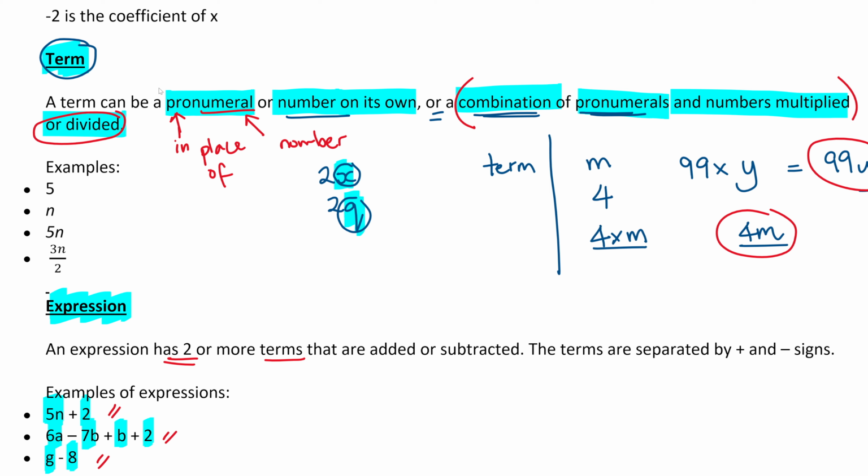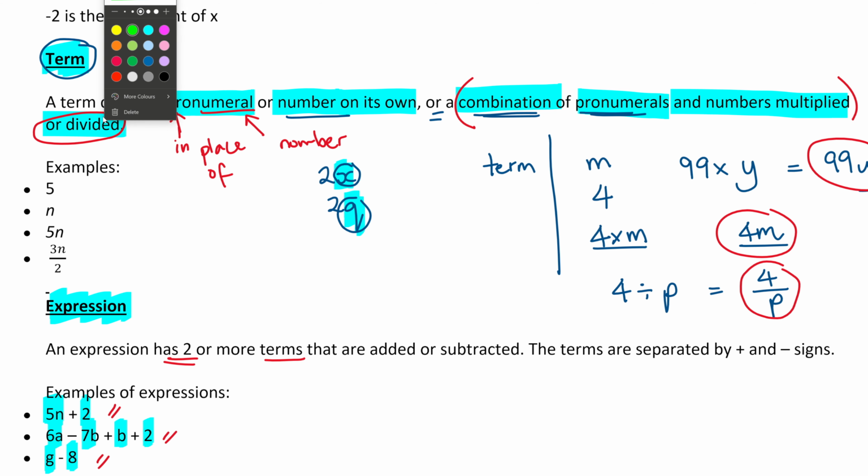Or divided by. So what does that part look like? It looks something like this. If I go 4 divided by p, this is the same as 4 over p. That's 4 over p, and 4 over p is also a term. So that's a term.